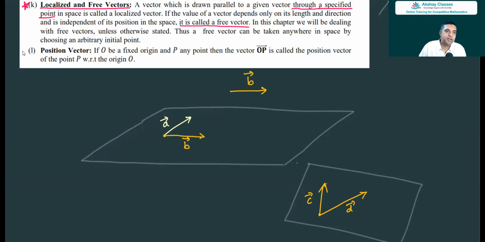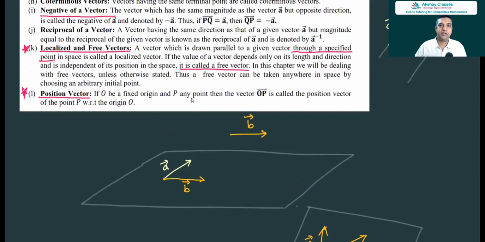Next, the most important and vital concept we will use again and again is the concept of position vector. Position vector is with respect to a fixed origin. So if O is a fixed origin, and P is any point, then the vector starting with the origin as the initial point and P as the terminal point is called the position vector of the point with respect to the origin. Now, this position vector need not be restricted to a two-dimensional space. It can be 3D.